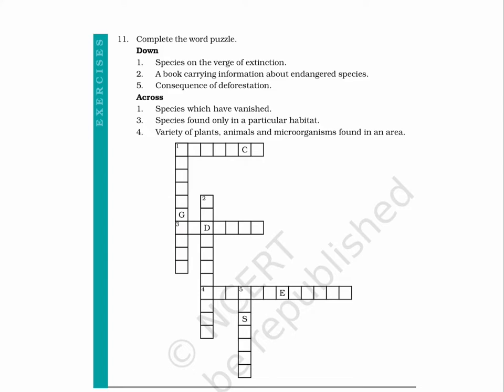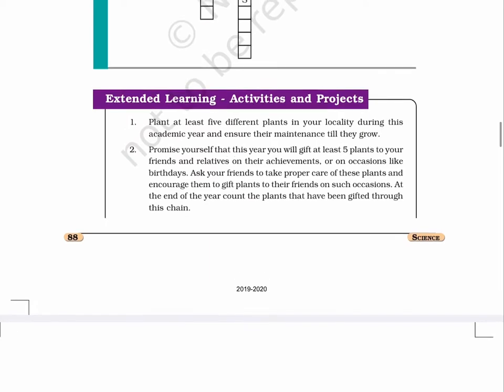Extended learning, activities, and projects. 1. Plant at least 5 different plants in your locality during this academic year and ensure their maintenance till they grow. 2. Promise yourself that this year you will gift at least 5 plants to your friends and relatives on their achievements or on occasions like birthdays. Ask your friends to take proper care of these plants and encourage them to gift plants to their friends on such occasions. At the end of the year, count the plants that have been gifted through this chain.